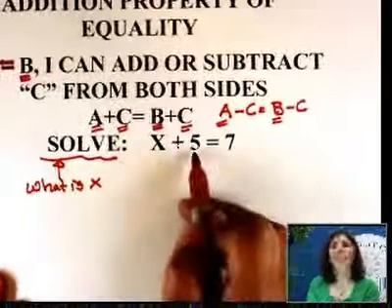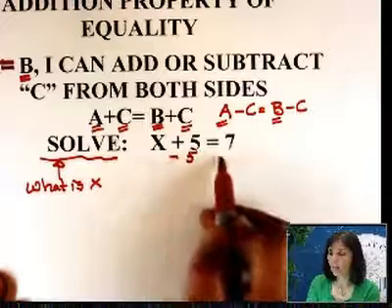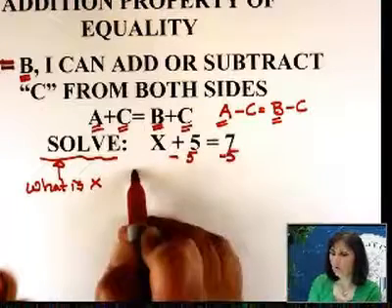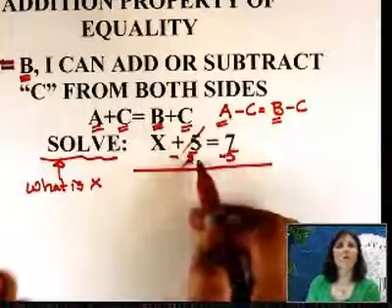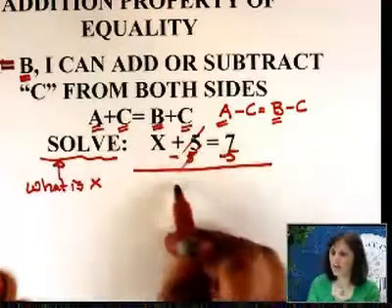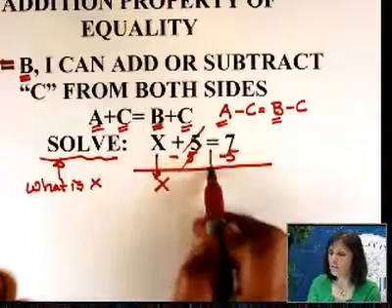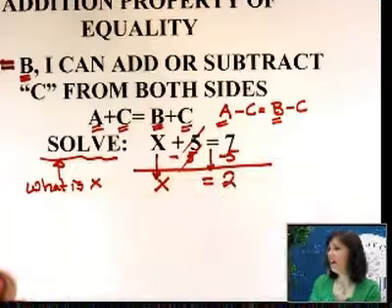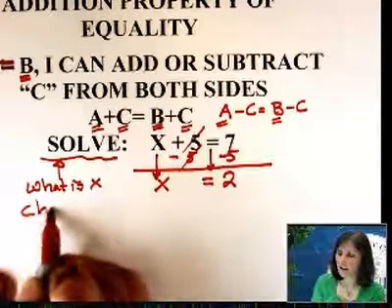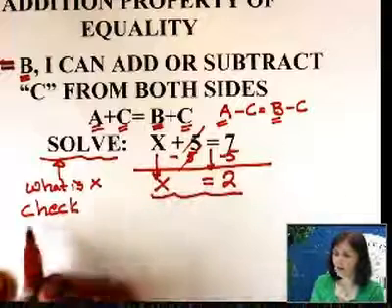Since this has a 5 that is added, you simply subtract 5 from both sides and put a line through it. So these two will go because negative 5 is the additive inverse of 5. So you're going to end up with x equals 7 minus 5, which is 2. You can actually check if x is 2, does this equation work?